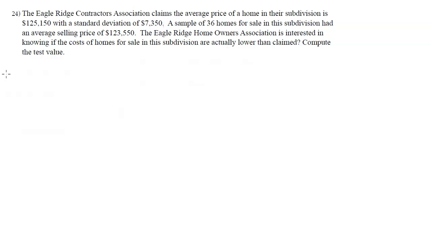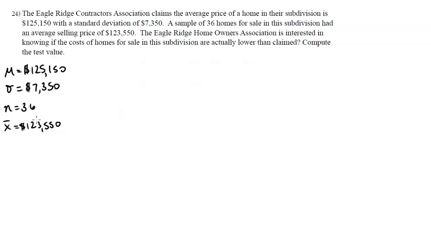The average price of a home, so that's the population, 125,150. Standard deviation of $7,350. Sample of 36 homes. The average selling price of that sample is $123,550. Then they want to know if the cost of homes for sale in the subdivision is actually lower than claimed.